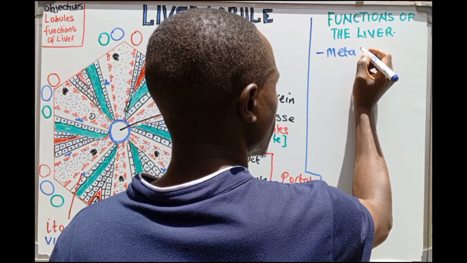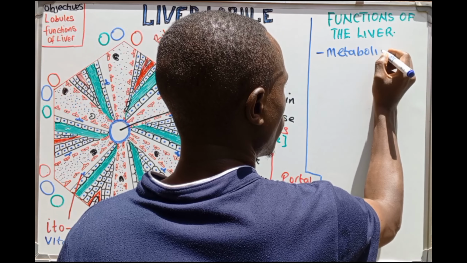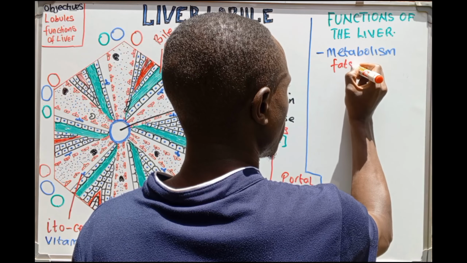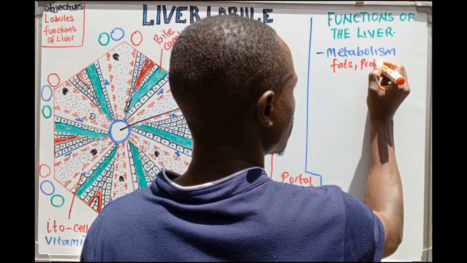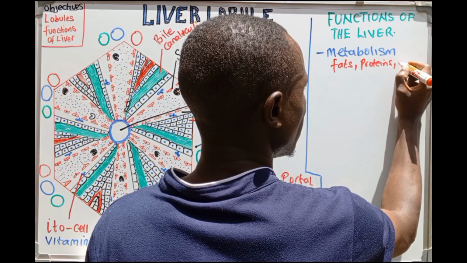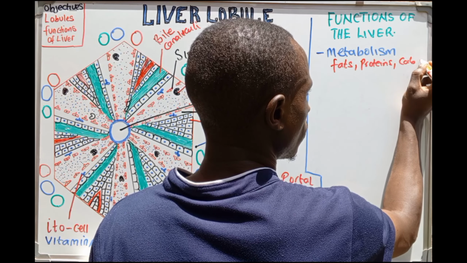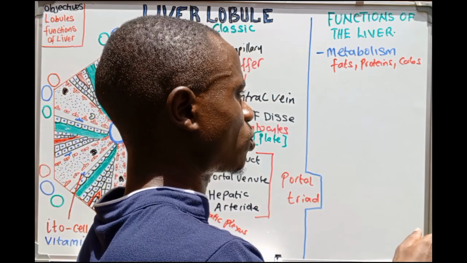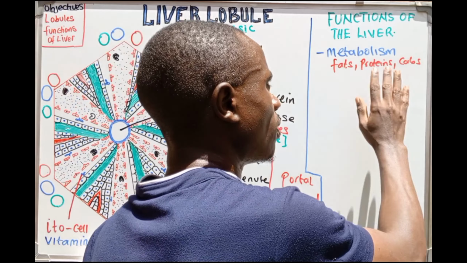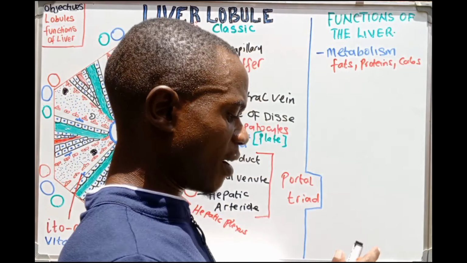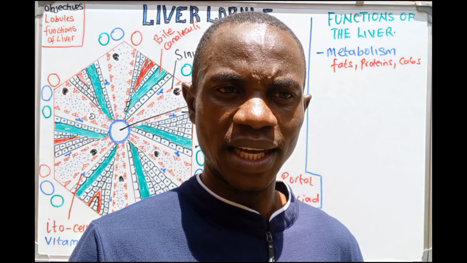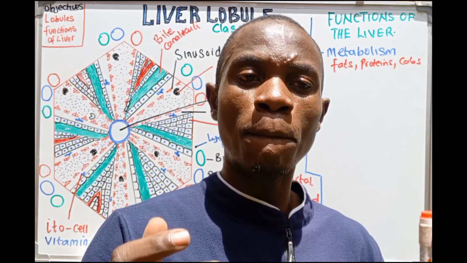Metabolism of the fats, the proteins, and even the carbohydrates. I'll just spell it in the form of carbs, the carbohydrates. So they are all going to get metabolized in the liver. Besides that, the second very important function of the liver is bile synthesis.